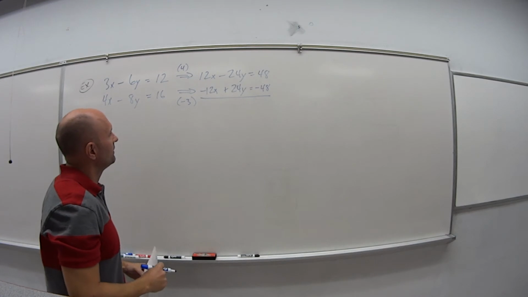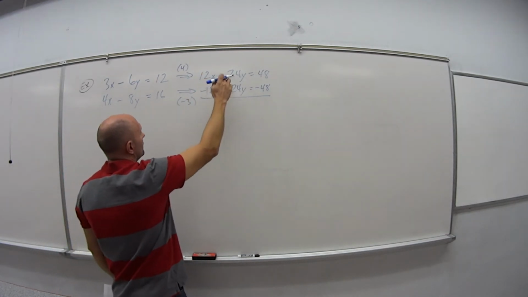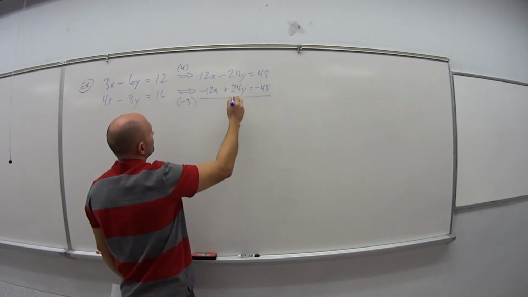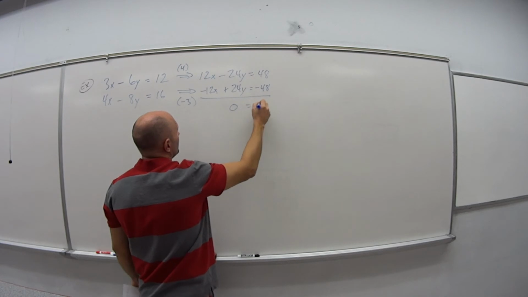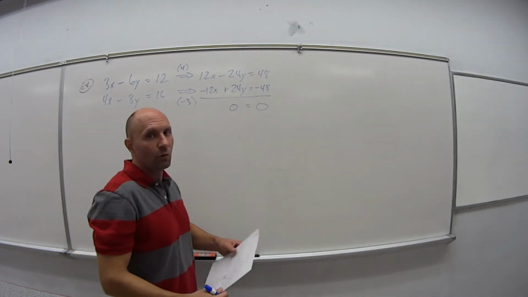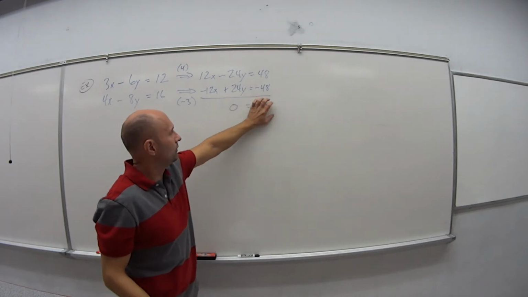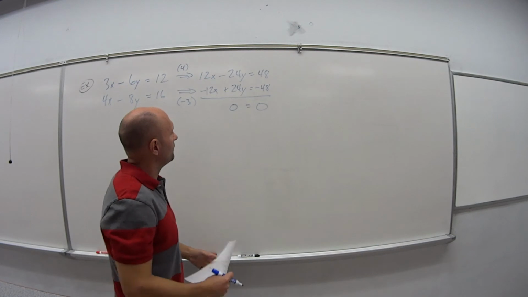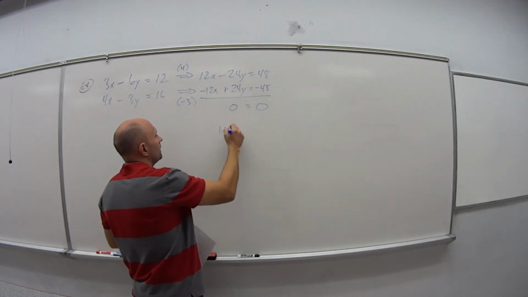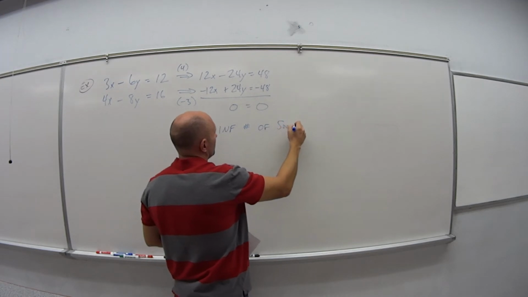So now you can probably see what's happening here. 12x minus 12x is 0. Negative 24y plus 24y is 0. 48 minus 48 is 0. With the no solutions possibility, we had what? 0 equal to some non-zero number. In this case, when we get 0 equals 0, it means we have an infinite number of solutions.